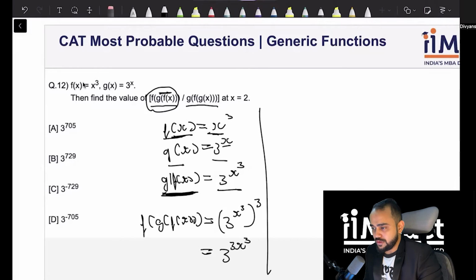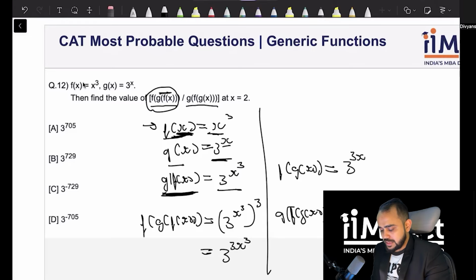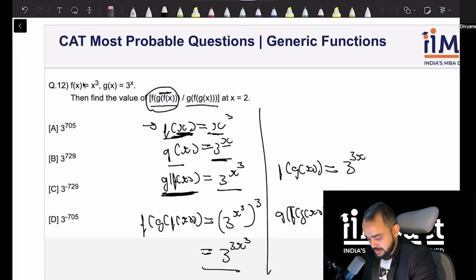Similarly, I can find g of f of g of x. First I'll have to find f of g of x. I'll replace x here in my f of x definition with g of x. So this is going to be 3 to the power 3x. Now this gets put back into g of x as an input. So g of f of g of x is going to be 3 to the power 3 to the power 3x. Now this thing is getting divided by this. So this is going to be 3 to the power 3x cube minus 3 to the power 3x.